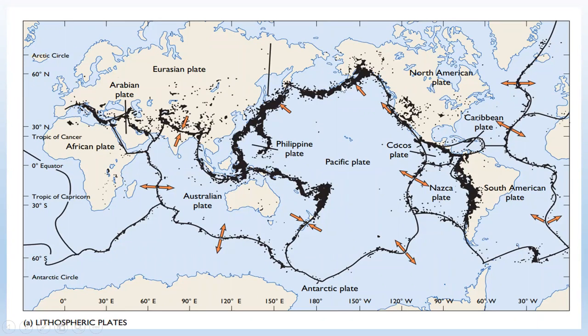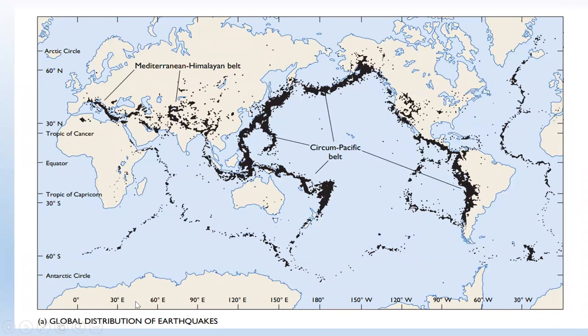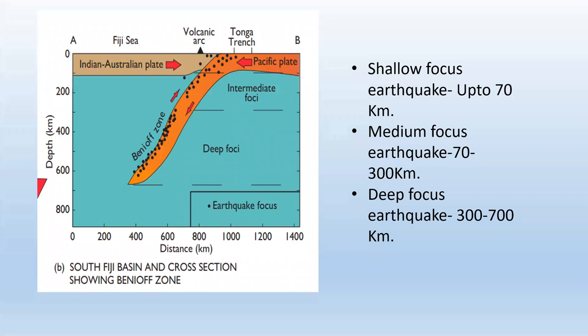Here you see that the plate boundaries are mostly earthquake-prone zones. This map is the global distribution of earthquakes, and you can see that the earthquake zones are nothing but the plate boundaries. These are the zones of plate boundaries where disturbances occur. Now, why do these earthquake zones occur in different parts? These diagrams will show you something.